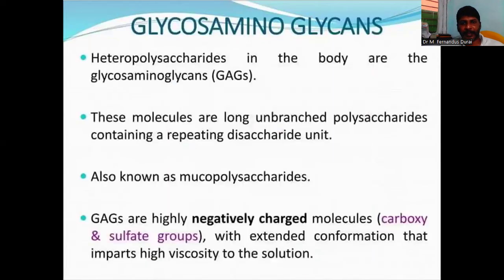And the heteropolysaccharides in the body are the glycosaminoglycans.